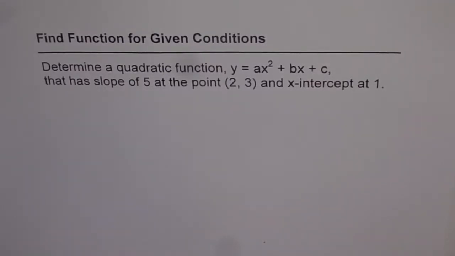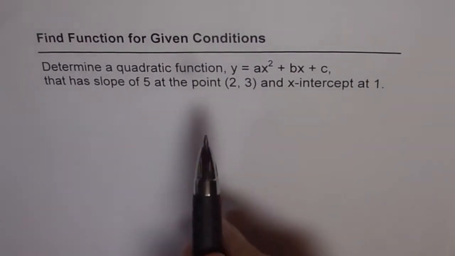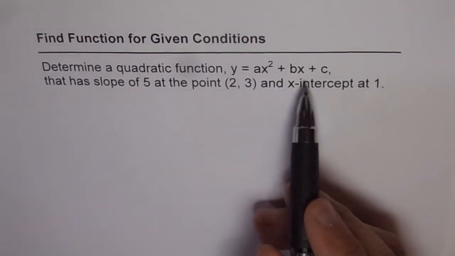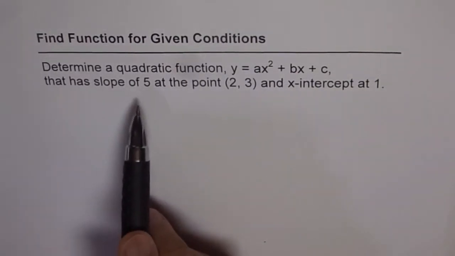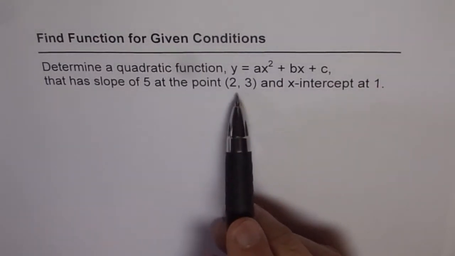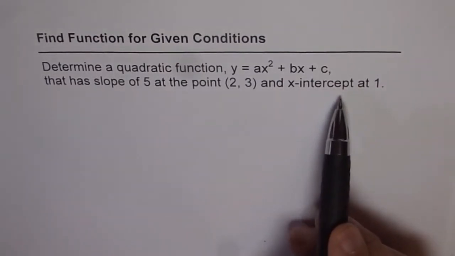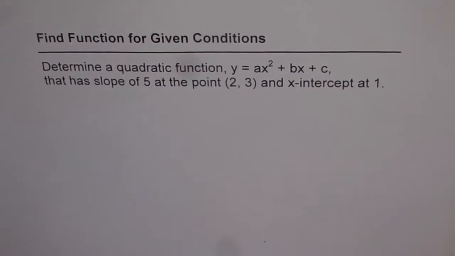Find function for given conditions. Determine a quadratic function y equals ax squared plus bx plus c that has slope of 5 at the point (2, 3) and x-intercept at 1.